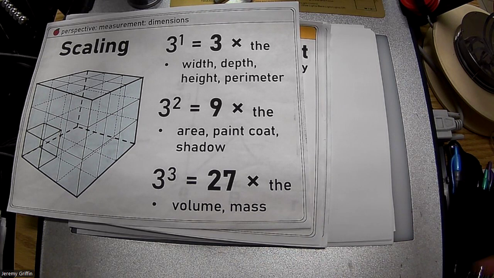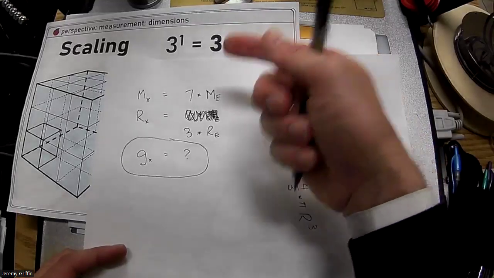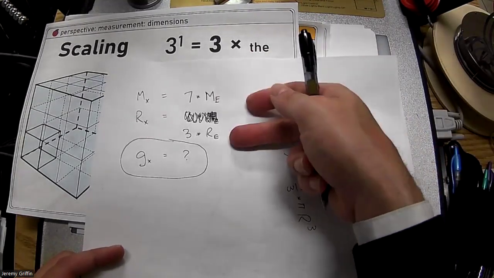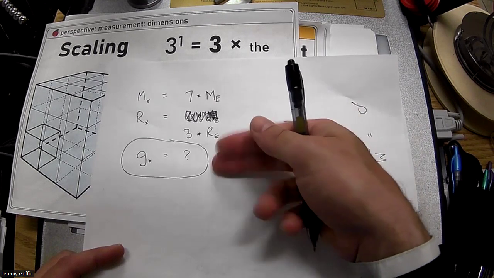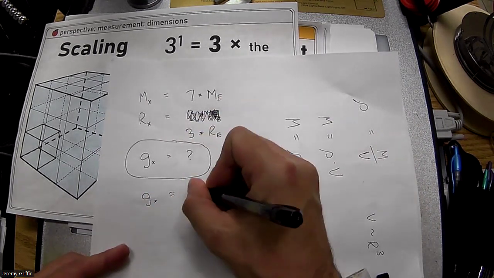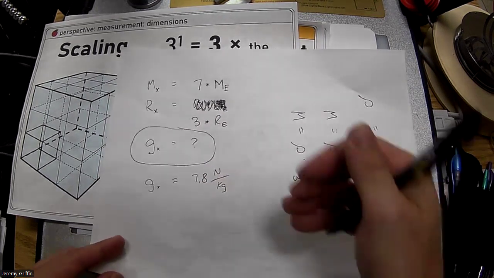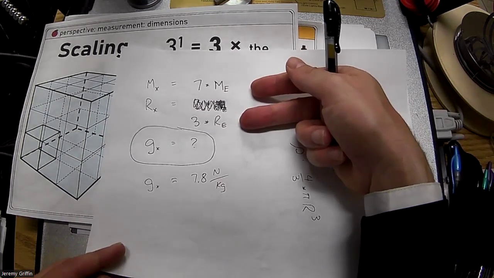Oh, I remember what else I was going to say about this. What about the planet that I just made up on the fly here, where you have 7 times Earth's mass and 3 times Earth's radius? Notice when we solved for gravity field, we got something like 7.8 newtons per kilogram. Okay, what is this planet made out of?